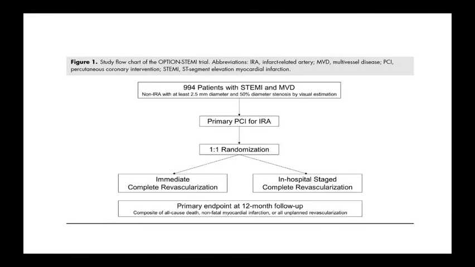Half of those patients, in the arm of immediate complete revascularization, underwent an ad hoc procedure to complete the revascularization. The other 50% were revascularized before the hospital discharge, between days 2 and 4. And the primary endpoint of the trial, comparing the 2 arms at 12-month follow-up, was the composite of all-cause death, non-fatal MI, and unplanned revascularization.